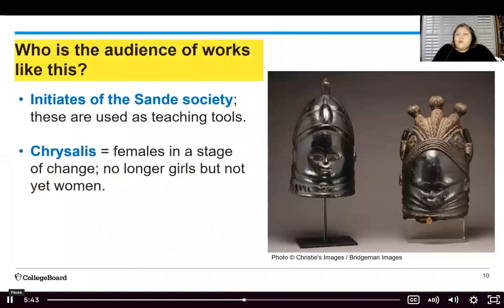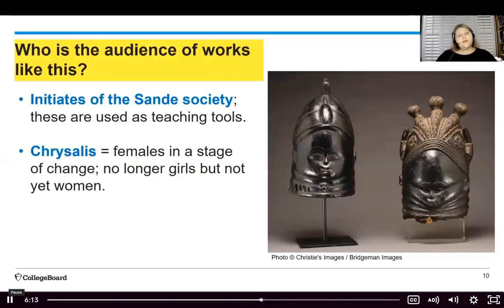And that brings us to our audience, the initiates of the Sunday Society. These are teaching tools that are used for them. These masks are used in a masquerade, in ceremonies and in rituals that help teach them how to become women, teach them how to become good wives, teach them how to become mothers. At this stage of their life, these young girls, these young initiates, the audience of these works, worn by the elders of this society, they are called chrysalis.